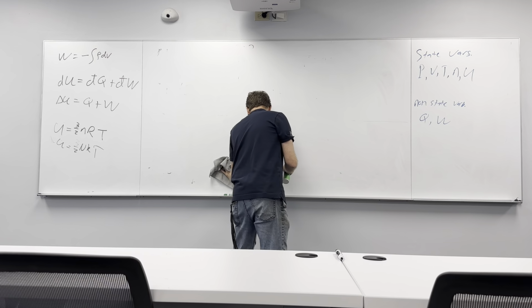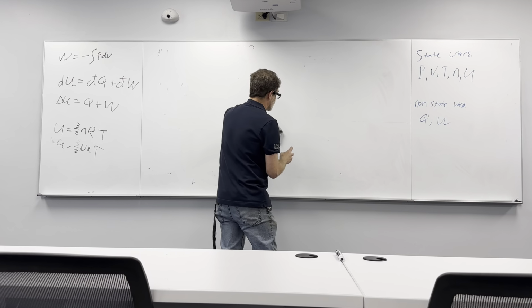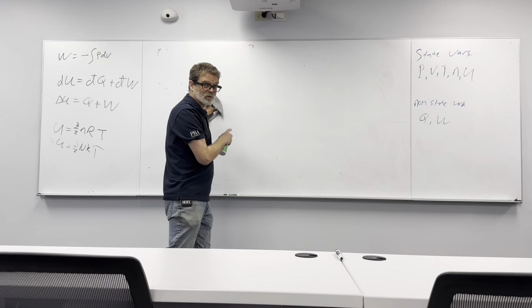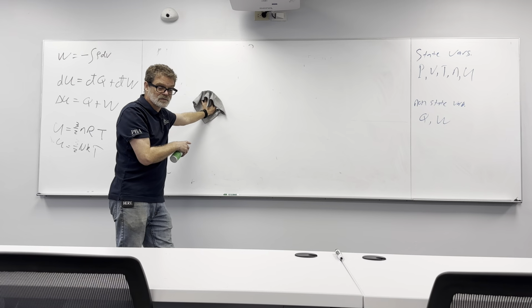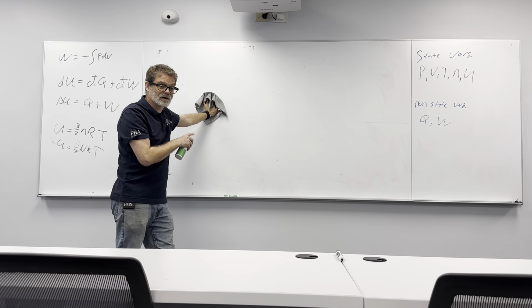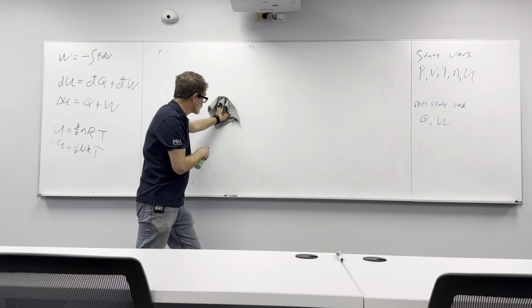Quick question, Dr. Brown. Yeah. What's the difference between CP and CV? CP is just more specific to constant pressure. CV is more specific to constant volume. Thank you.